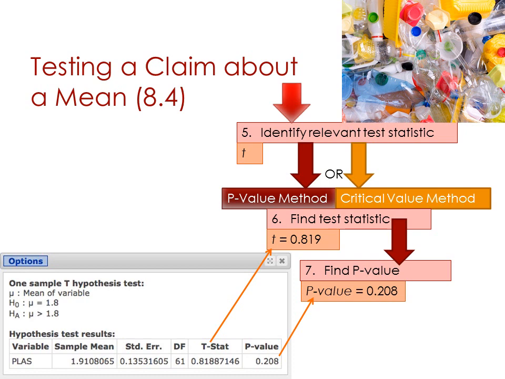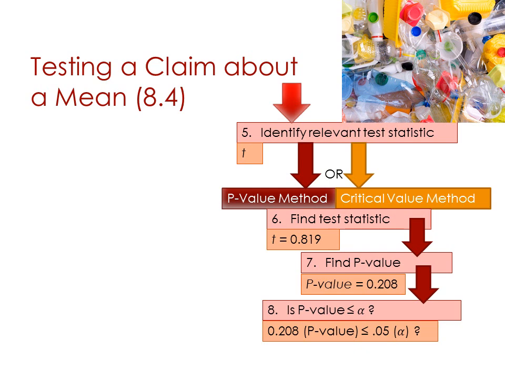For right now, we're going to focus on the p-value method. We'll come back in a separate video and look at the critical value method. But for this particular video, we're just going to focus on the p-value. So I've got my p-value, which is 0.208, and I'm going to plug it in to ask this question: is my p-value less than or equal to my significance level? So here we have the question, is 0.208 less than or equal to 0.05?